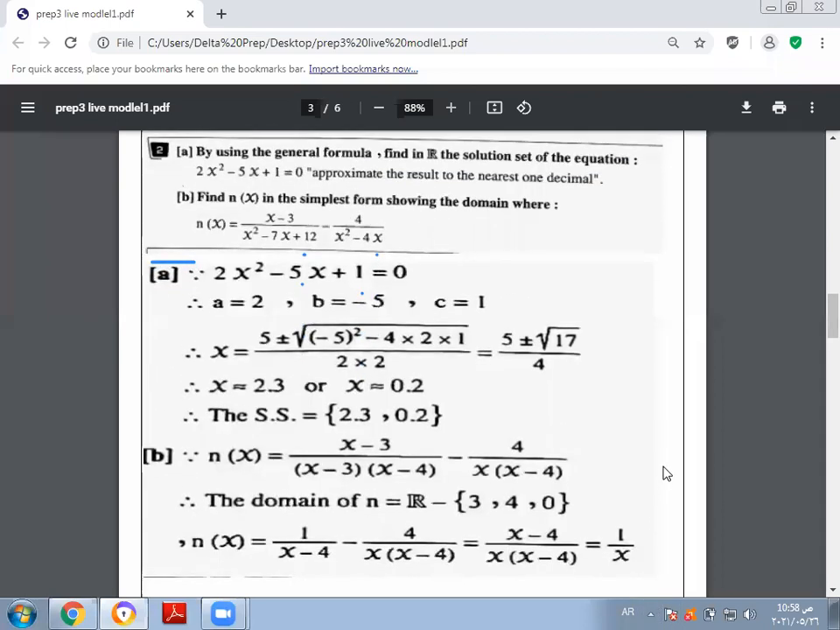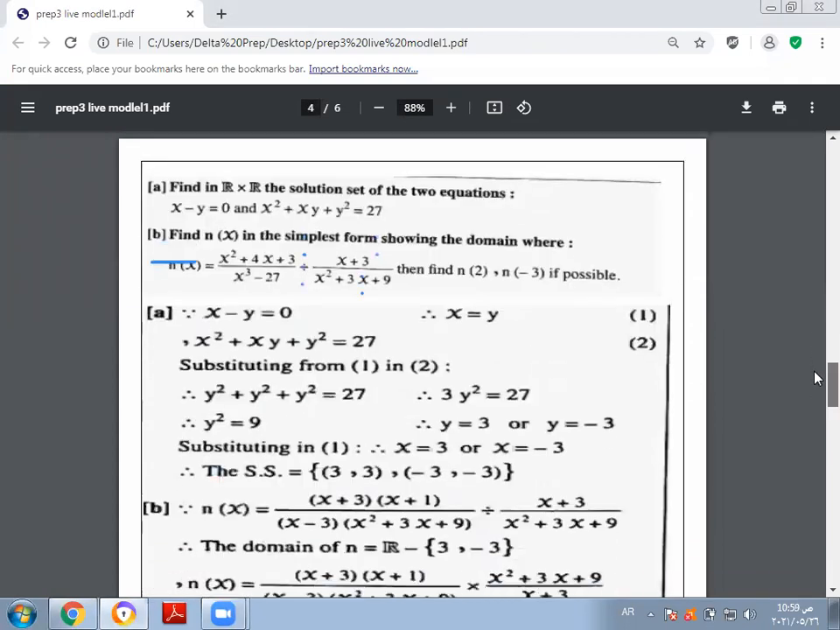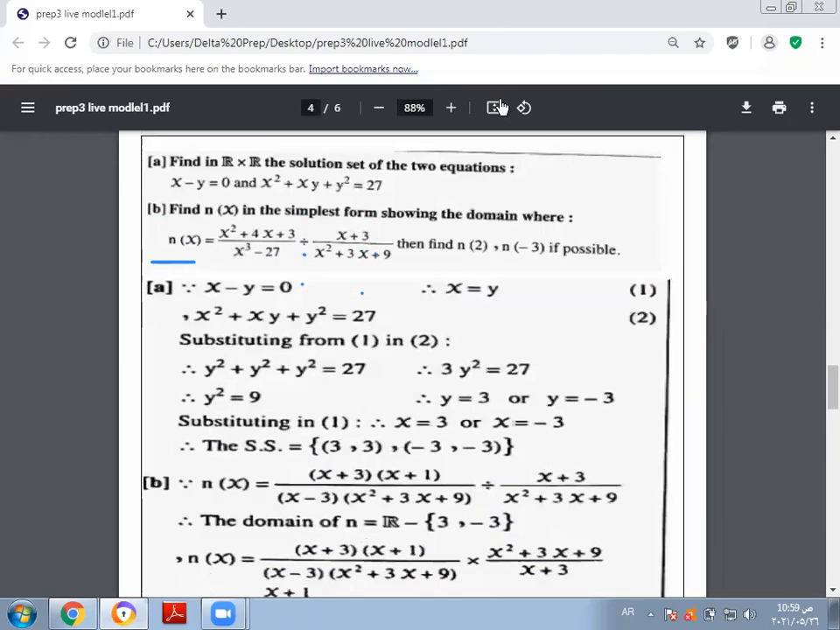This is the second question. Now we solve question number 1 and question number 2. Question number 3. Question number 3 consists of two questions.